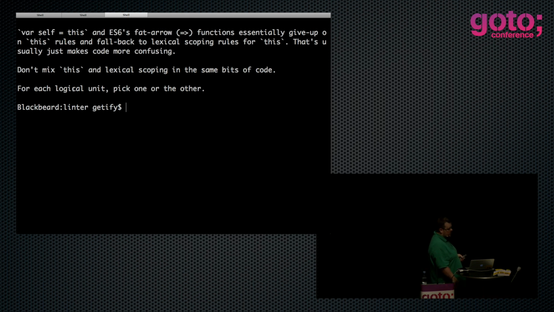That's ridiculous coding. And the same thing is true of the arrow function. If you need lexical this binding, you're doing it wrong. You don't need the arrow function for that, and you don't need var self equals this. Pick one of the 2 styles for any given unit of code. For each logical unit, pick one or the other. When you mix the 2, you get Frankenstein code, and it's just ridiculous.